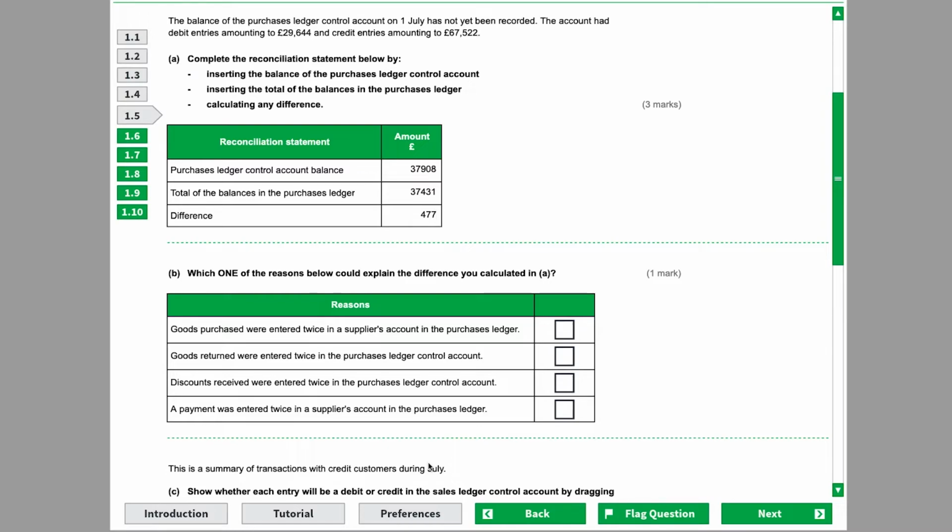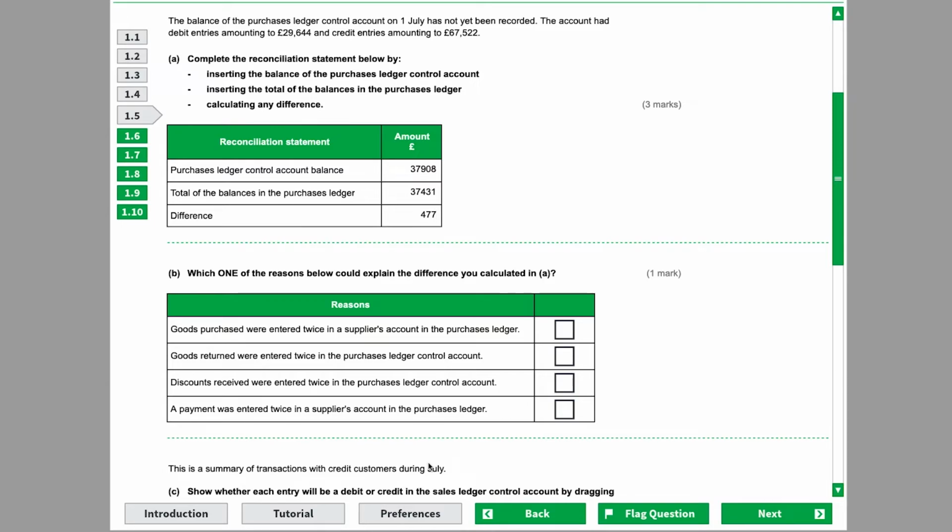So effectively what we're looking for is a reason that could have caused the purchase ledger control to be too high, or a reason that could have caused the purchase ledger balances to be too low. First possible reason then, goods purchased were entered twice in a supplier's account in the purchase ledger. Well, if goods purchased were entered twice in the purchase ledger, that would cause your purchase ledger balances to be too high, which they aren't, they're the lower figure. So that can't possibly be the correct reason.